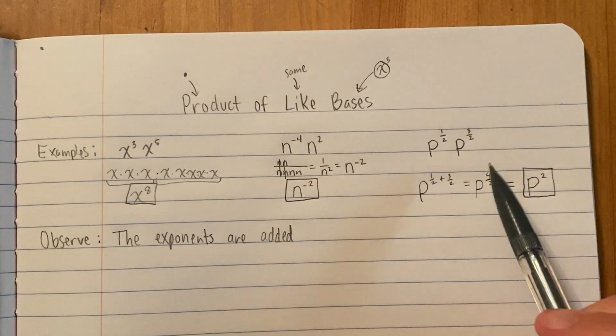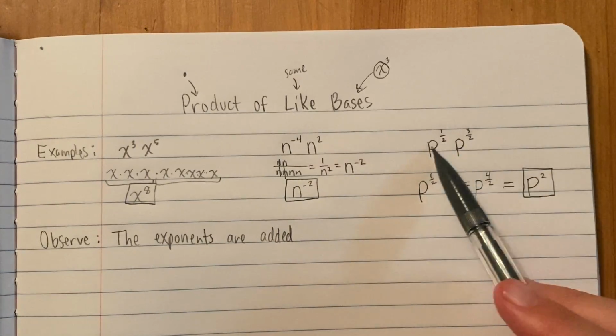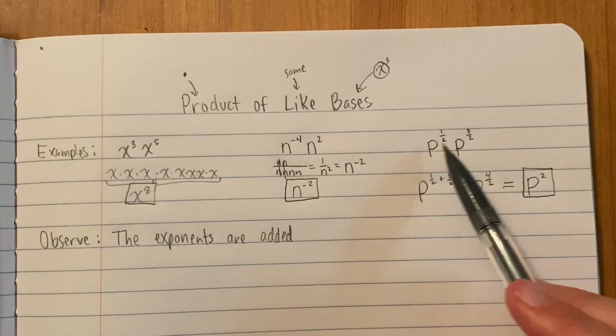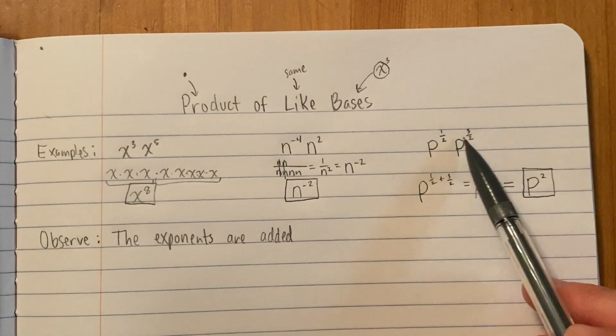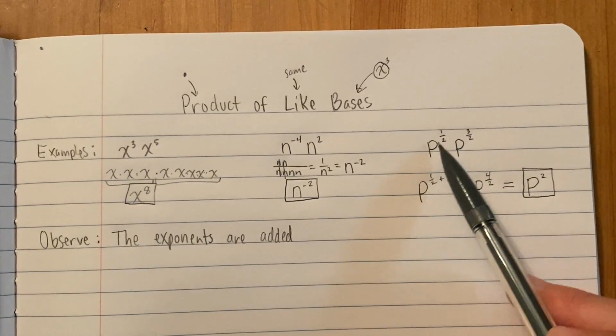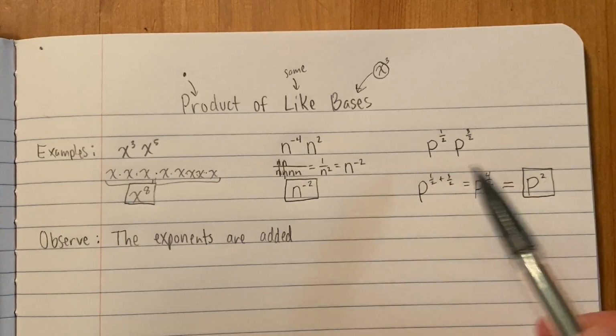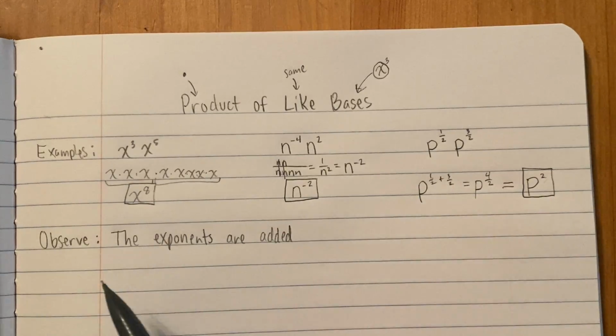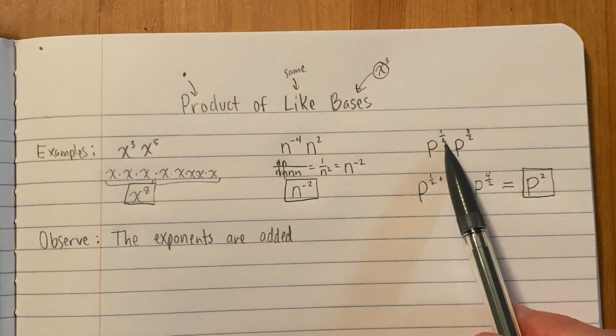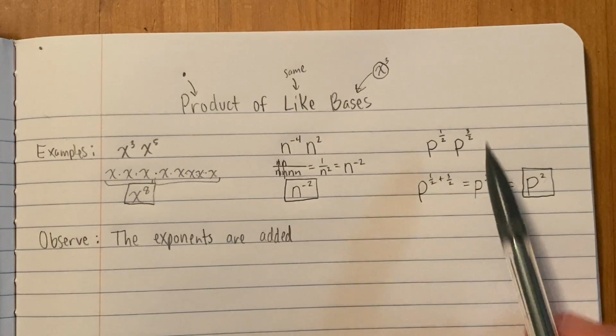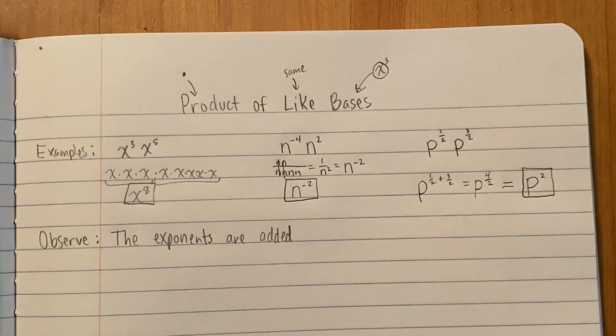Okay. Now you might not be able to visualize this one because we haven't talked about fractional exponents yet. That's okay. You don't have to really understand why p to the 1/2 times p to the 3/2 equals p to the second. You don't need to know that yet. You can use this observation, the exponents are added, to just say, oh, well, they have to be added, right? And then, of course, we always simplify numbers.